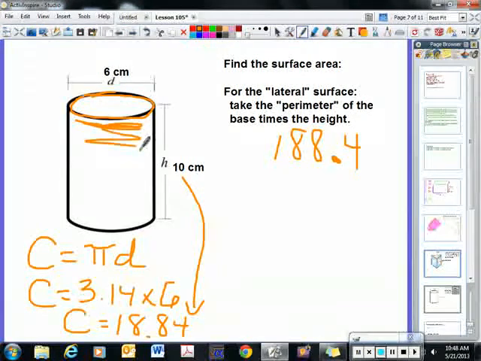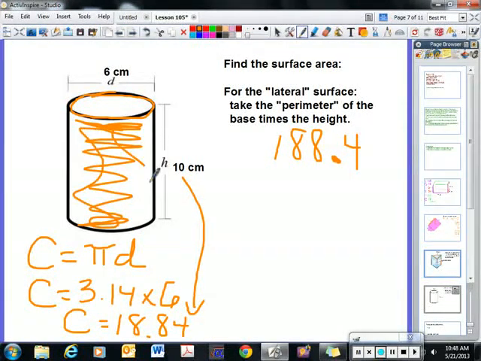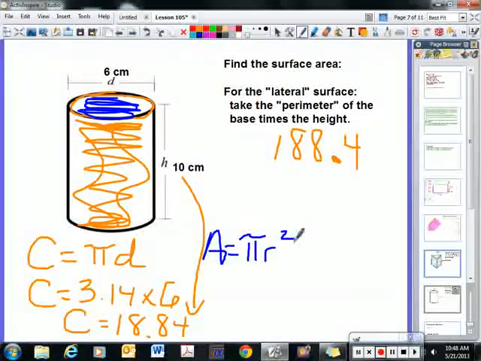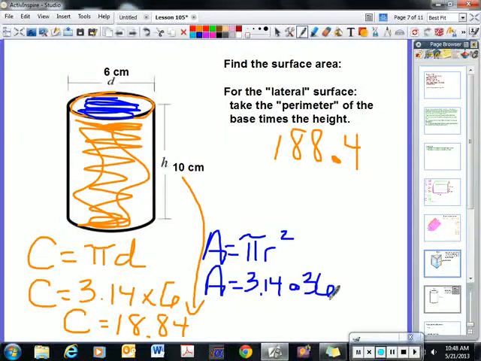Now that means we have just found all of this. We found the soup can label. If we're going to find the entire surface area, then I need to also include the two circles. Well, to do that, we have area equals pi r squared. That's 3.14 times 6 times 6, which is 36. 3.14 times 36, 113.04. And we have two circles. We have the top of the can, and we have the bottom of the can.